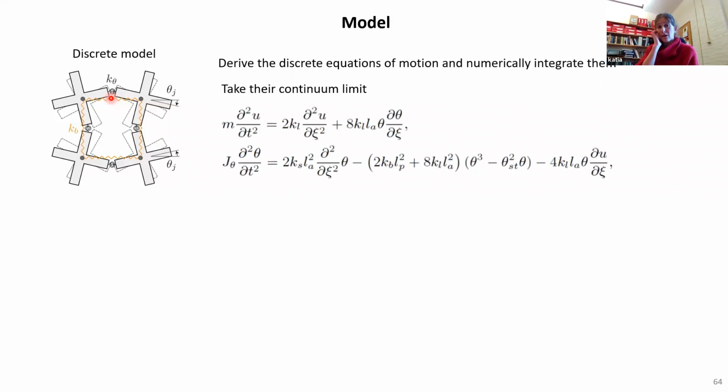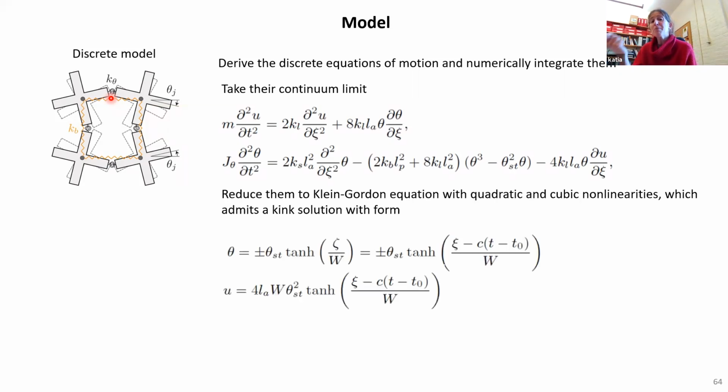On the other hand, we can also take the continuum limit of these equations. Then we can manipulate the equation, and what we can show is that it reduces to a Klein-Gordon equation, specifically with quadratic and cubic nonlinearity. This is an equation we can solve analytically. So we get a Klein-Gordon equation for theta, and we get a kink solution of this form, which you can see here, theta.